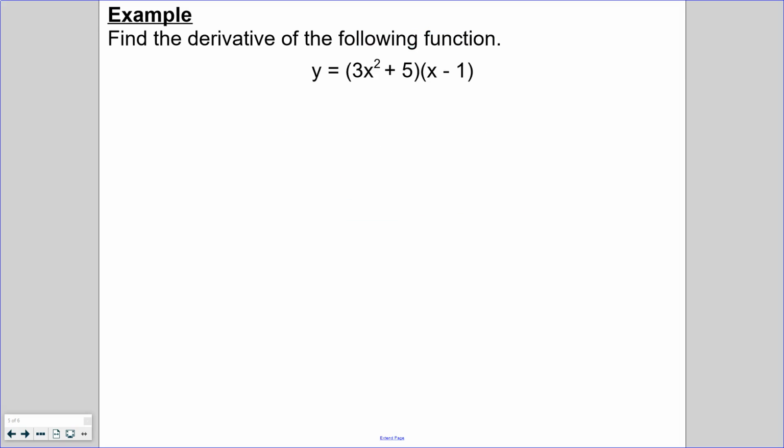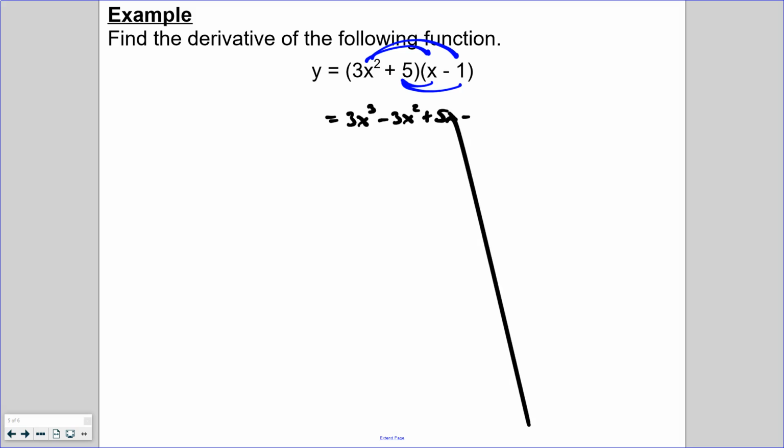Alright, next up we want to find the derivative of y equals the quantity 3x squared plus 5 times the quantity x minus 1. And again, we have multiplication here, but unfortunately we can't break that multiplication apart. So we need to do some algebra to get rid of the multiplication, i.e., in this case, we are going to need to FOIL. So after we FOIL, we're going to get 3x cubed minus 3x squared plus 5x minus, so what was that? 3x squared plus 5x minus 1.